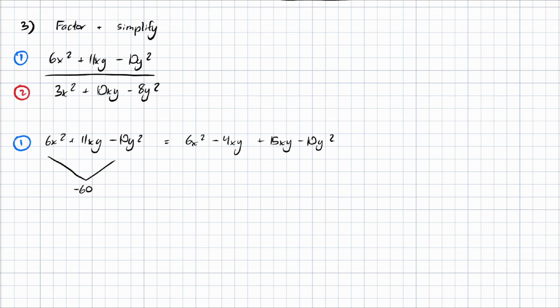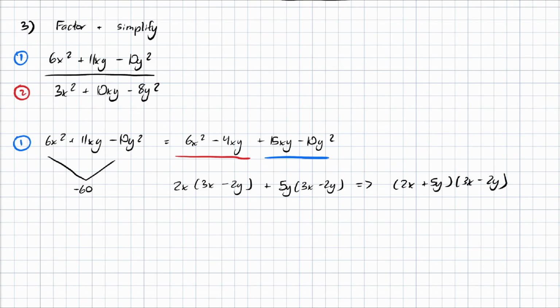So here for these two terms, we get 2x, 3x minus 2y. And for the second set of terms, we get 5y, 3x minus 2y. So this becomes 2x plus 5y, 3x minus 2y. Apologies for the pause there. I haven't seen these problems before, so I may take a second to figure out how to do the problem.